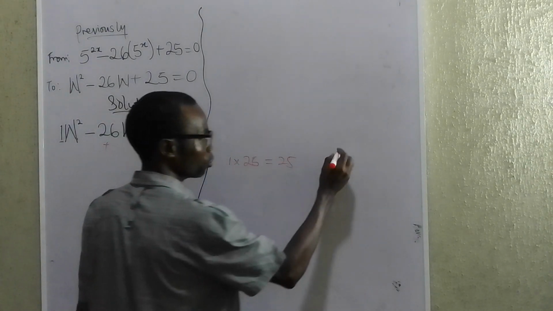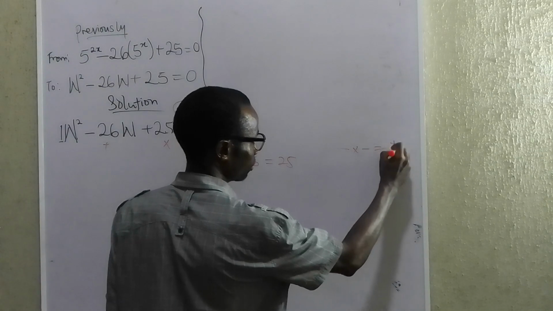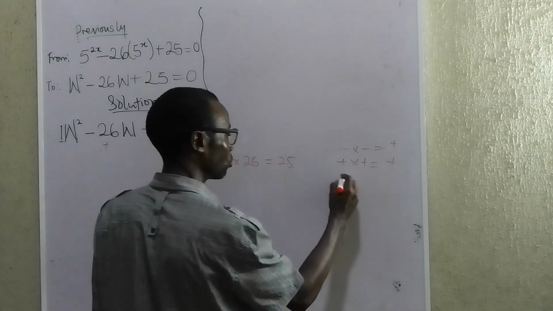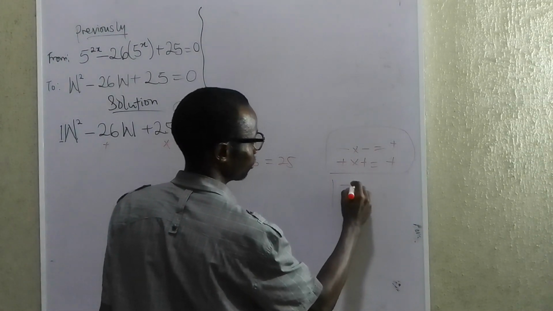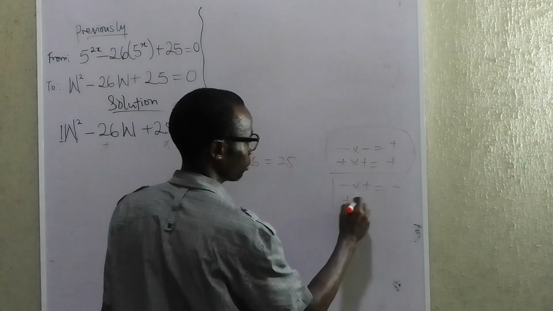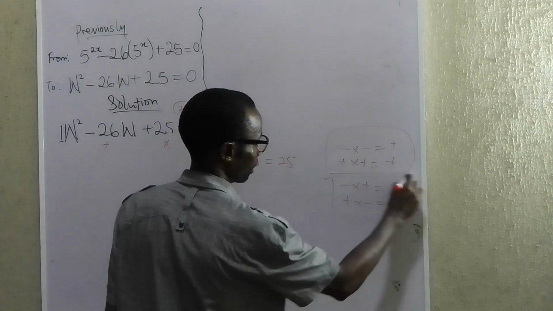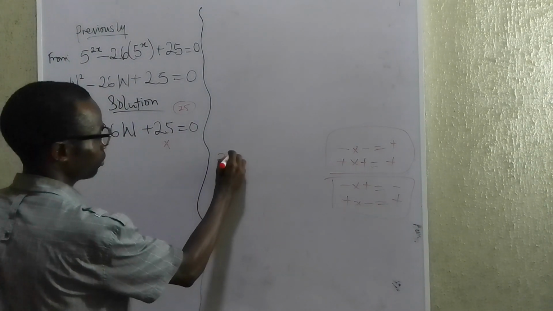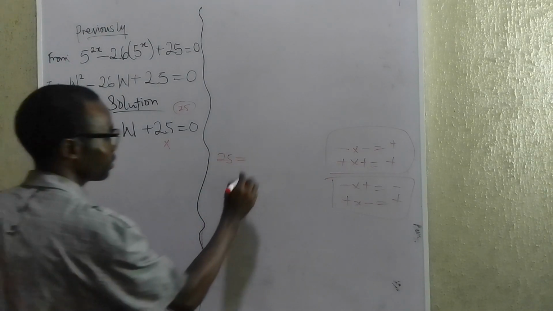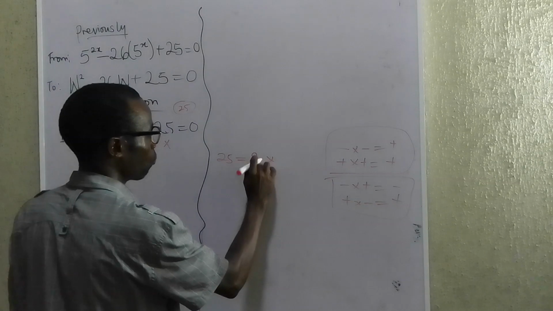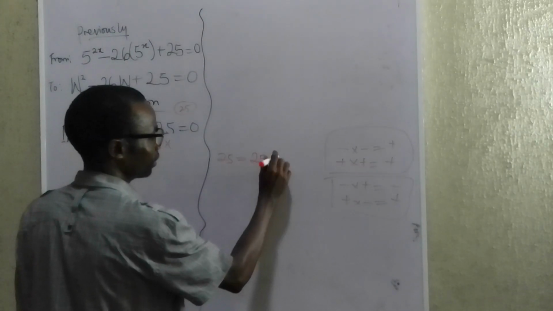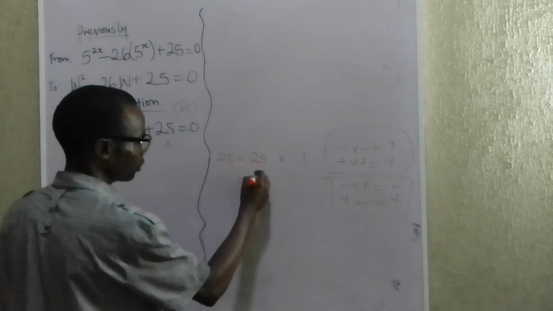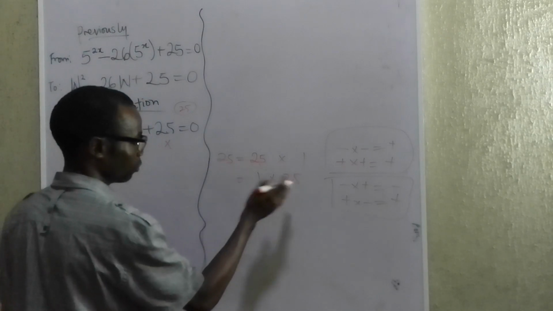Bearing in mind this rule, minus times minus gives you plus, plus times plus gives you plus, and also minus times plus gives you minus, and then plus times minus gives you minus. Having known this, now let's leave this in and let's come back. I pick 25 for example. What is 25? 25 is the same thing as 25 times 1, of course the same thing as 1 times 25, whichever way, any of the 2 can go.